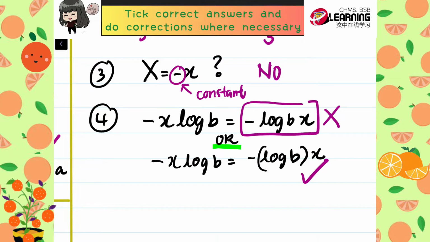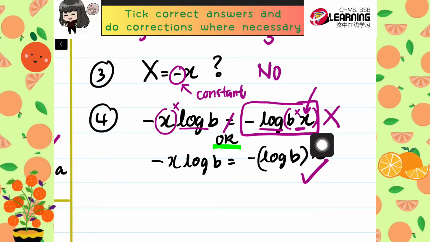Because this X actually belongs only to the B. Bx means that it belongs to the log. This Bx belongs to the log. Then this X, when you multiply it with the log B, is multiplied only with the B. So they are different. They are not the same. That's why negative log Bx is different from this.